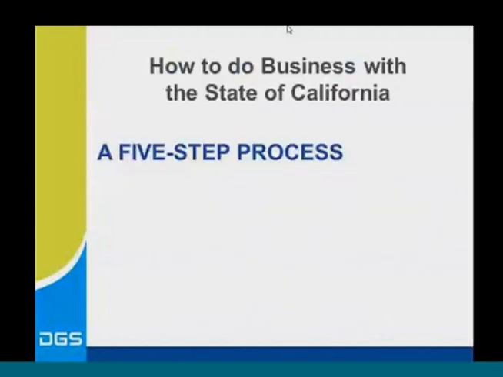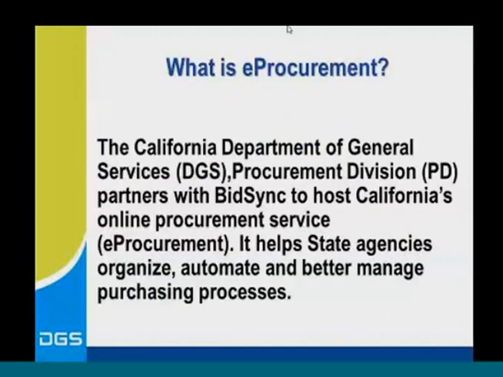As I said at the beginning, our webinar is based on our brochure, How to Do Business with the State of California, a 5-step process. And the way this evolved was through the creation of eProcurement. The California Department of General Services Procurement Division partnered with BidSync, a third party, to host California's online procurement system called eProcurement. And what it does is it helps state agencies organize, automate, and better manage purchasing processes.